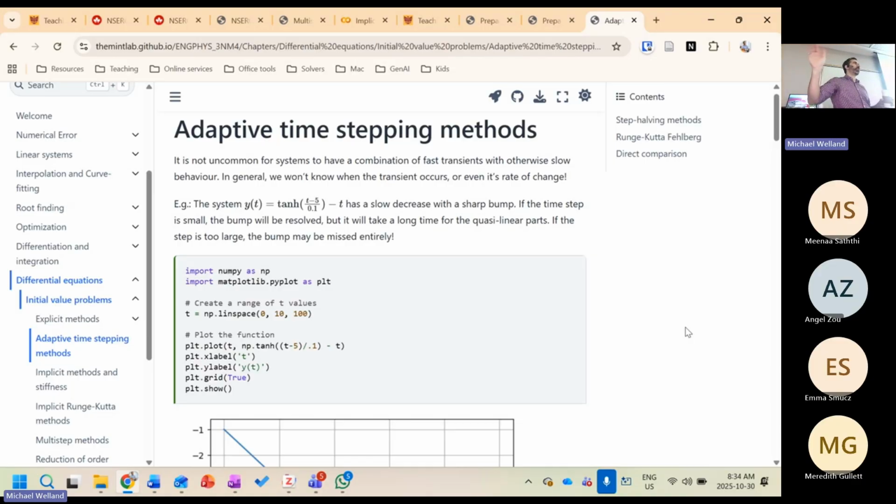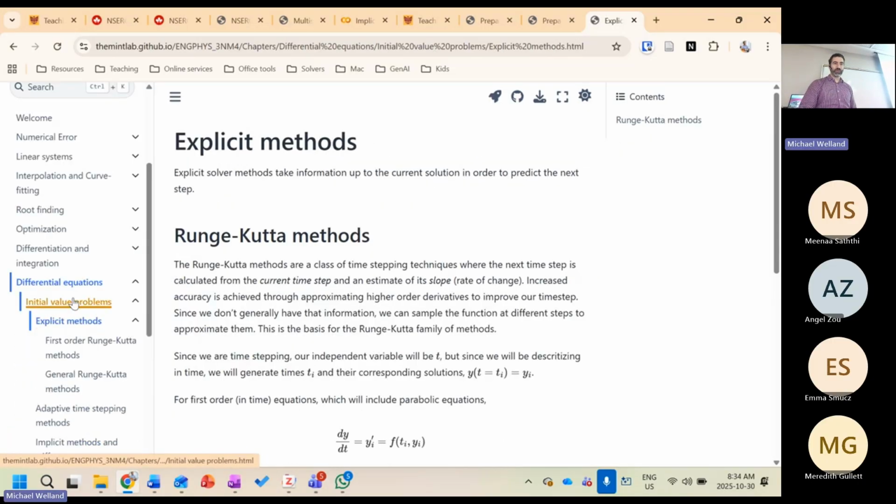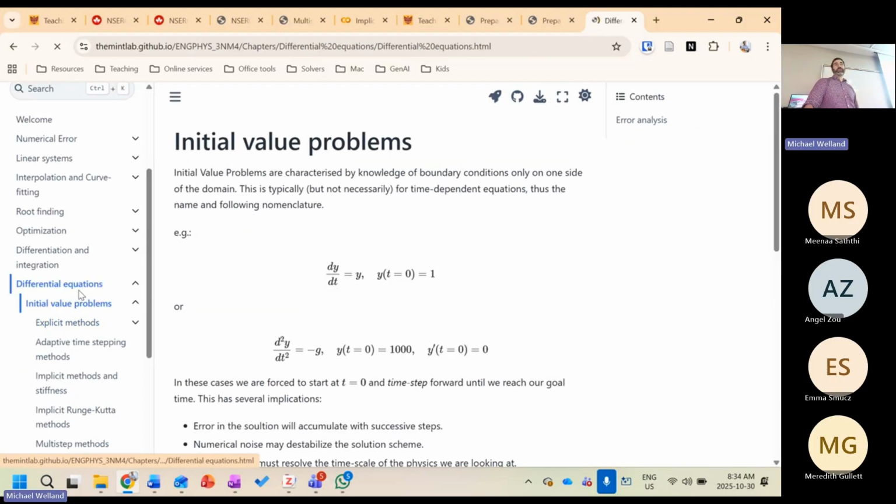So you want a little bit of a quick review just to make sure everybody is on the same page. All right. Okay, so we are into differential equations.